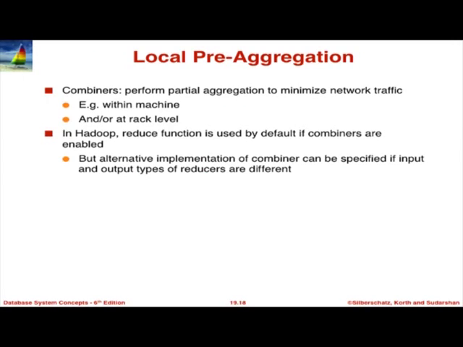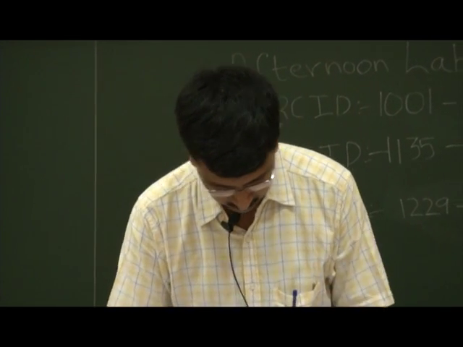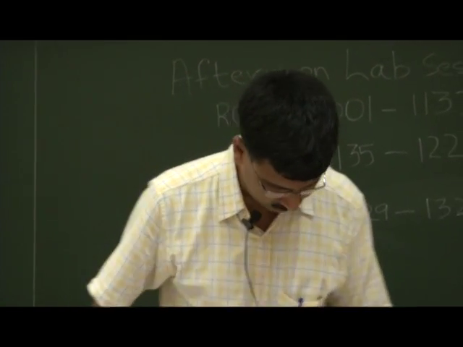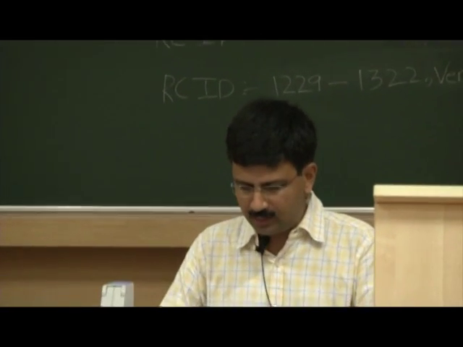So what the combiner does is, you can run it within a machine, you can even run it at another level. So the way these things are organized, how do you organize a system with 1,000 machines? The way you'll do it is, you have a rack.